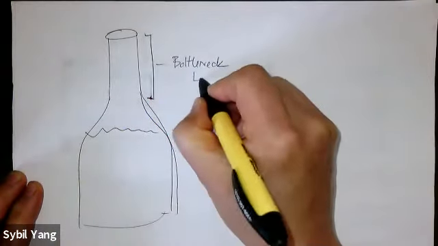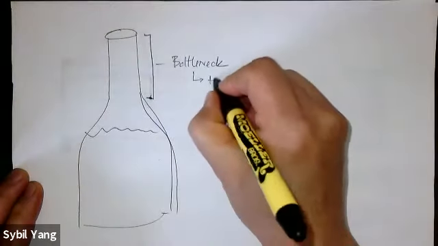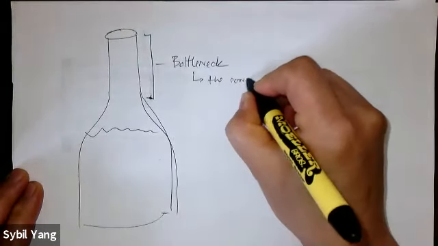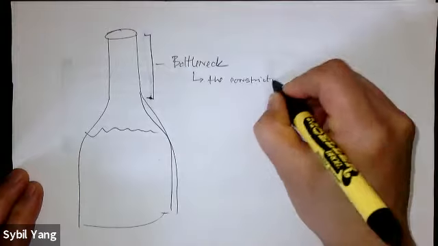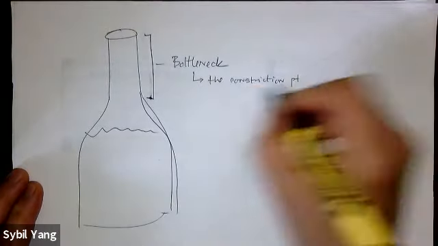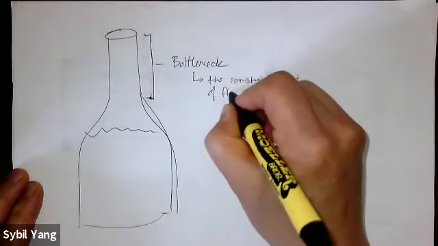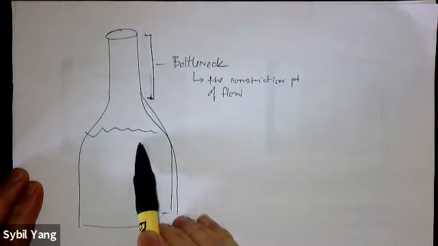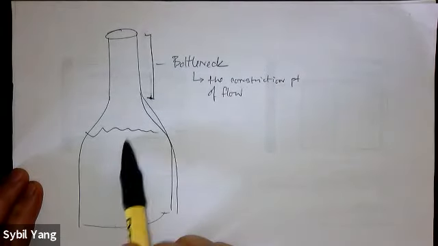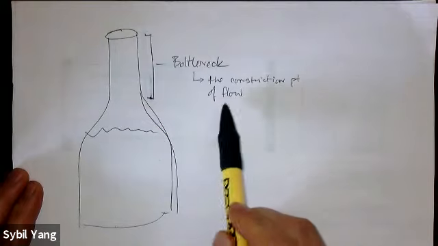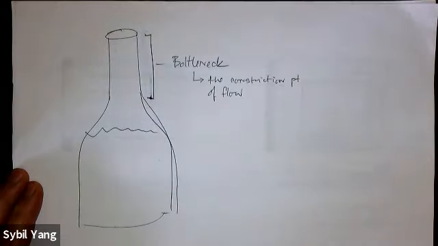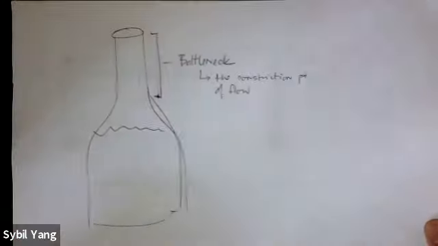So we can think of the bottleneck as the constriction point of flow. In this case, from a bottle, it's the flow of the liquid, and the bottleneck is constricting the flow of the liquid. Now, when we talk about services, the thought of a bottleneck is exactly the same.